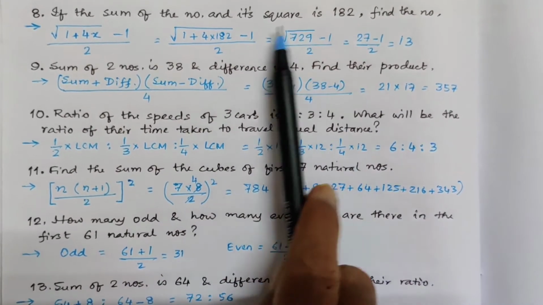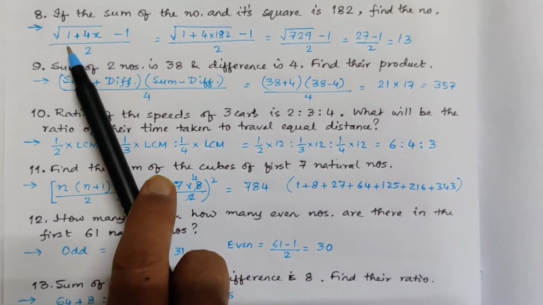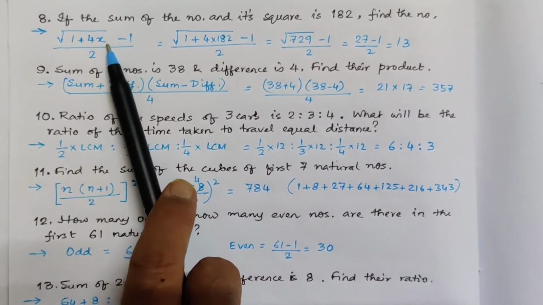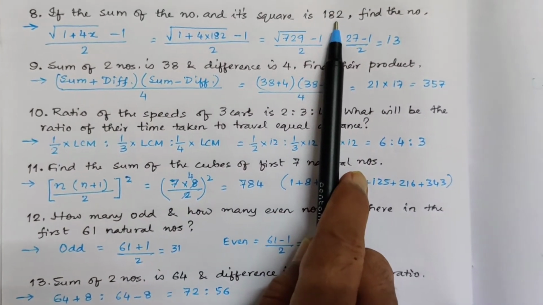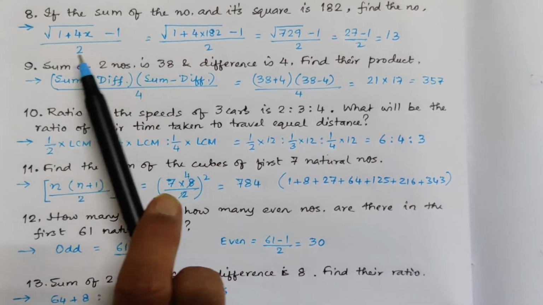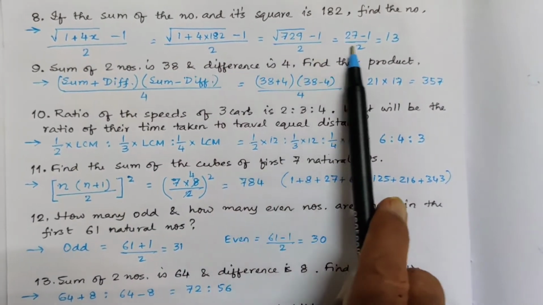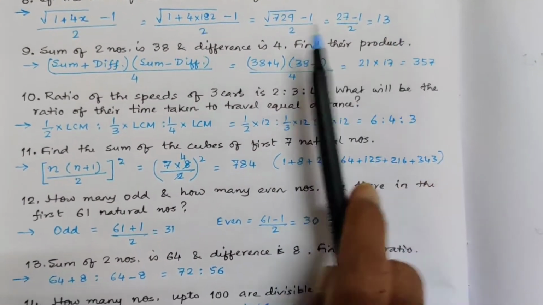The sum of the number and its square is 182. So x into x plus 1, that is 182 over here. Minus 1 by 2. That makes it 13.